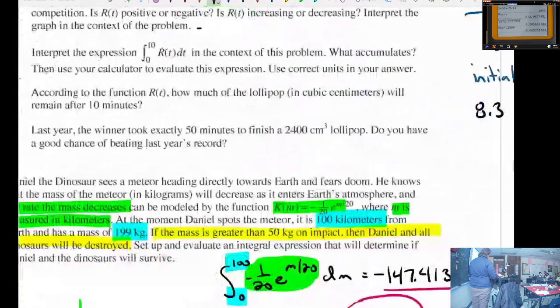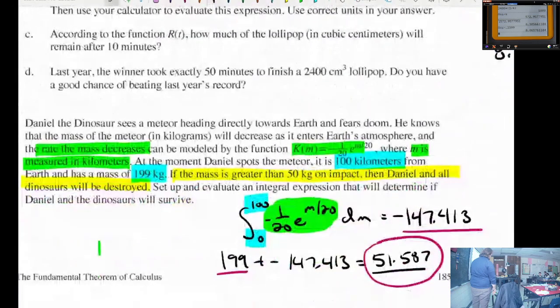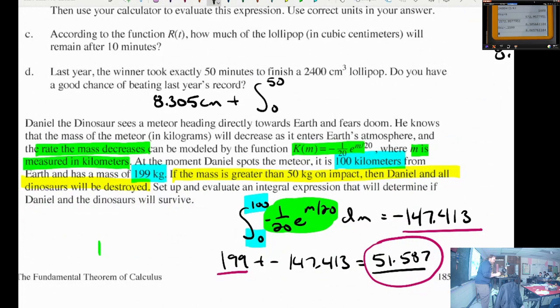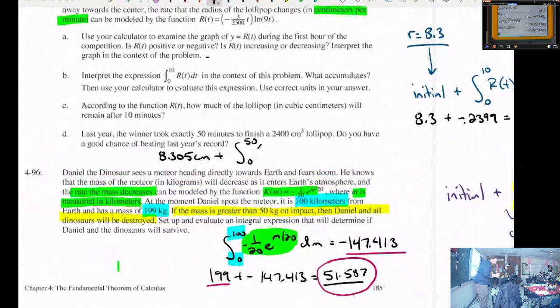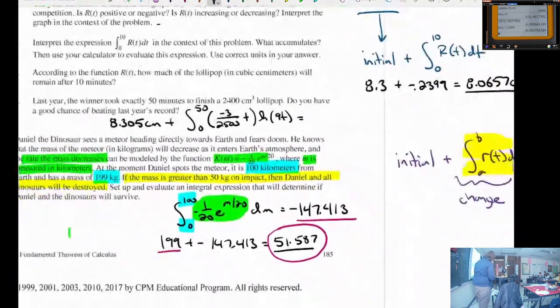The last question is, last year the winner took exactly 50 minutes to finish it. Do you have a good chance of beating last year's record? Well, we can do the exact same kind of math here, because we know the lollipop was originally about 8.305 centimeters. So let's add on the integral from 0 to 50 of the function in this problem, which is a bizarre function in this case, too. It's negative 3 over 2500 t times the natural log of 9t. Hey, natural log showing up for the first time in this calc class.